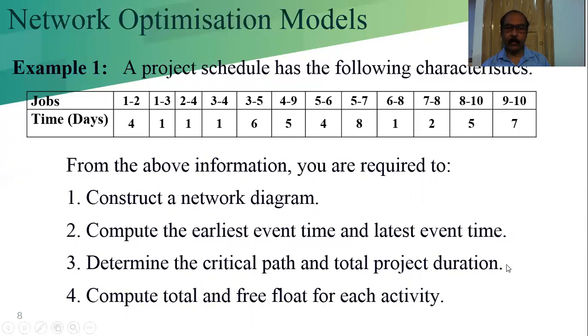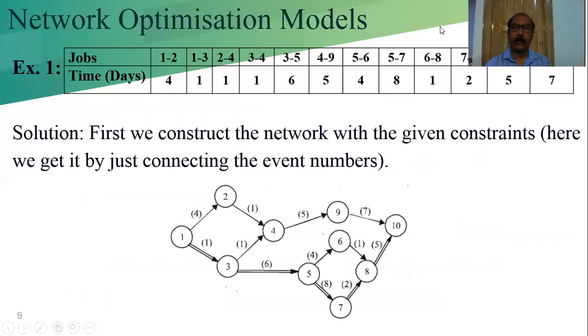Determine the critical path and the total project duration, which I also discuss in the table and in the diagram. Compute the total and the free float for each activity. Also, I am calculating the independent float, that is number 5. In this problem I am also calculating the independent float. I keep this problem here, otherwise the diagram and the calculation will not be clear to you.